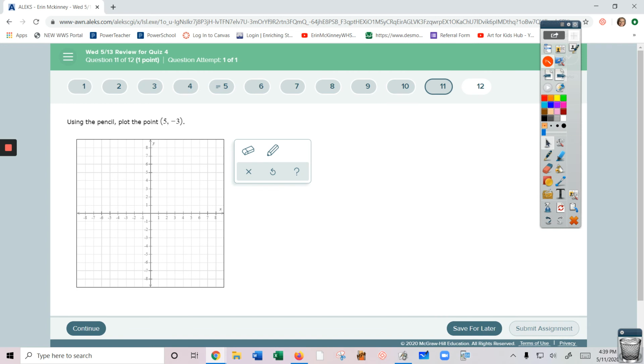Okay, we should be able to plot a point. So this is asking us to plot the point 5 comma negative 3. So we're going to go to 5 on the x, and then we're going to go down 3 on the y. And our point should be down here. Right? Remember that the first number always tells us how many we're going to move right and left. Second number tells us how many we're going to move up or down.